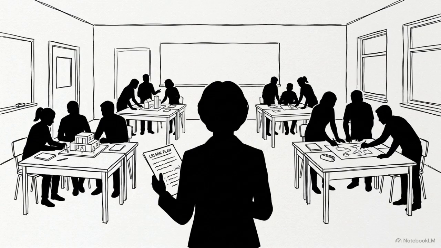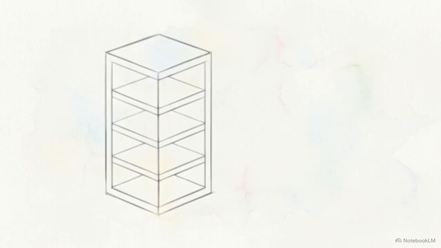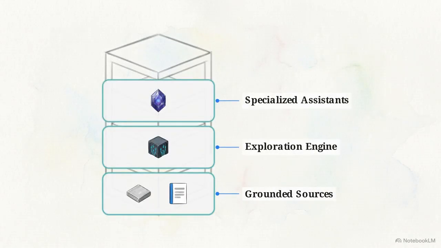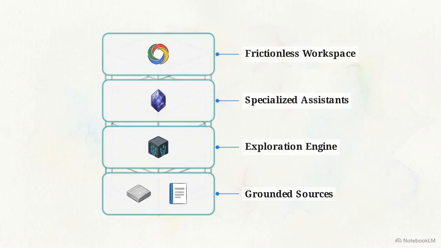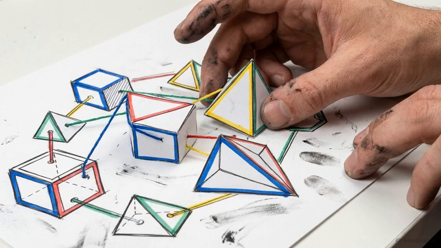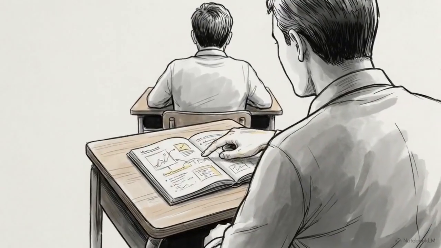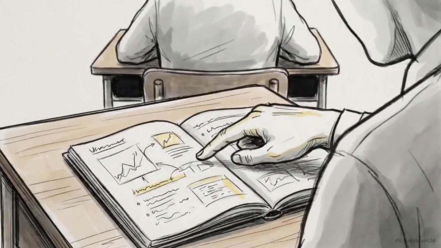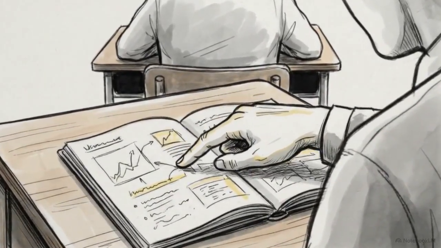You now have a complete architecture: grounded source documents, a powerful exploration engine, specialized assistants, and a frictionless workspace. This system automates the mechanics of your job, the drafting, the formatting, and the organizing. However, the purpose behind that work remains your own. Instilling true purpose, deep understanding, and genuine empathy in a student remains the exclusive domain of the human educator.